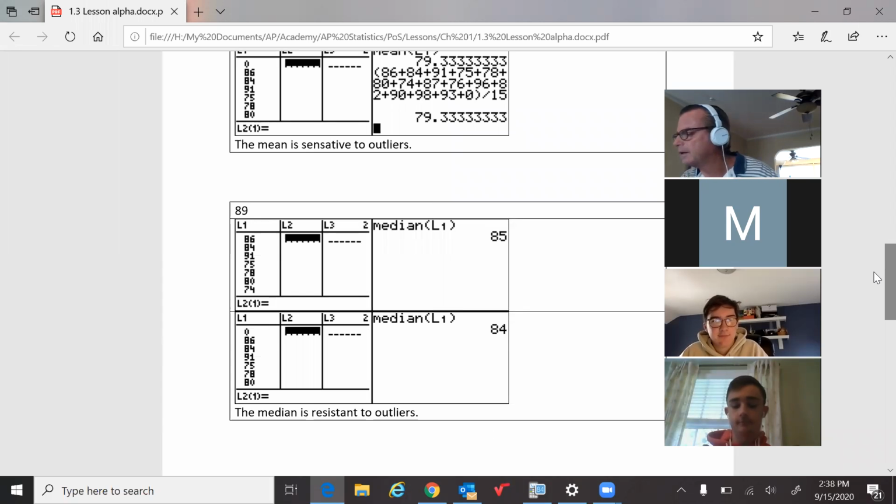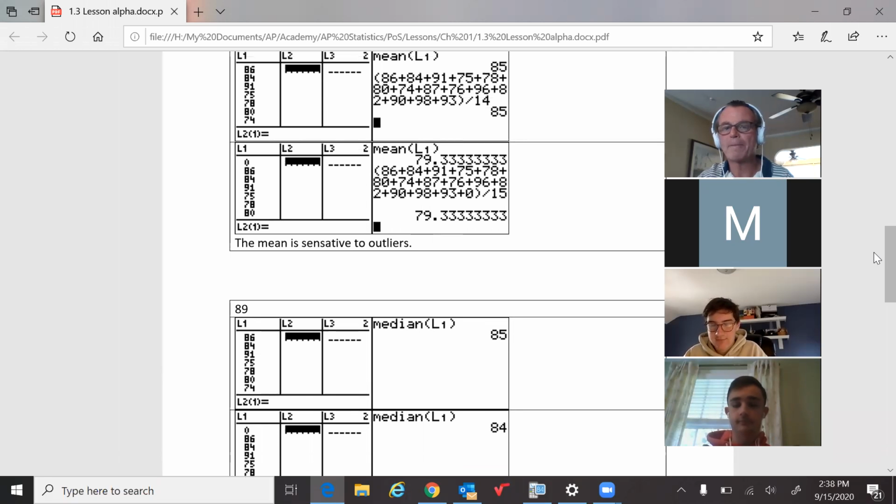For 89, it says, find the median. Well, look what happened. The median for his first test grades mapped onto the mean, 85 and 85. But the median, when you put the 0 in there, only dropped from 85 to 84 because the median is resistant to outliers.